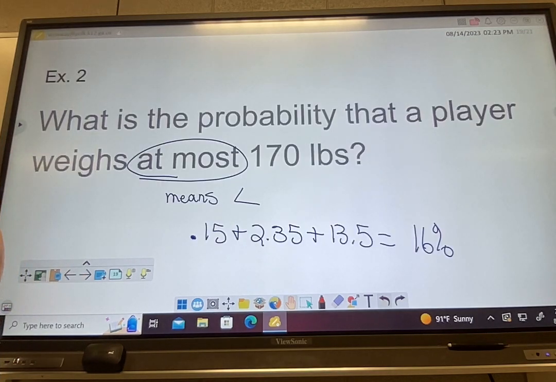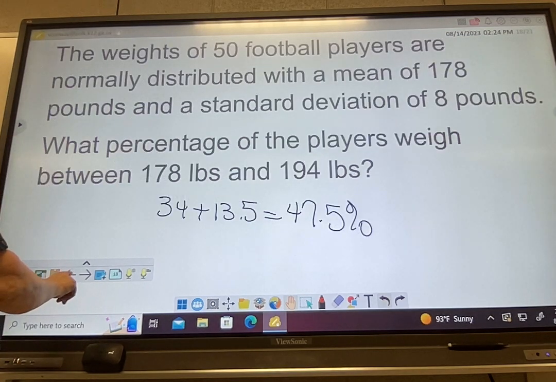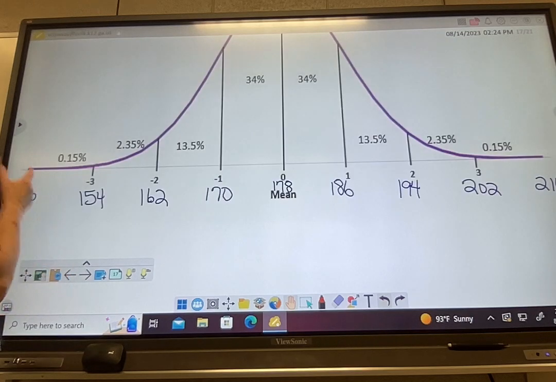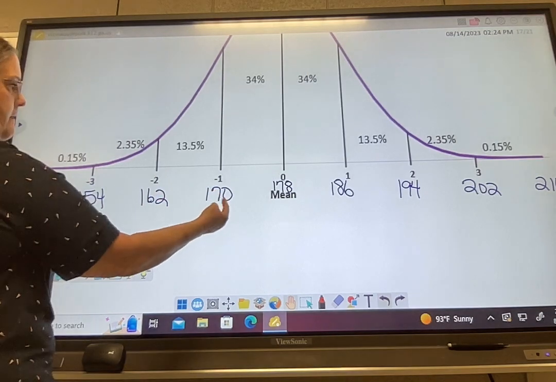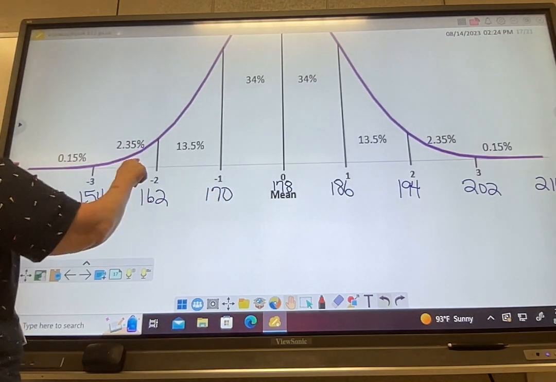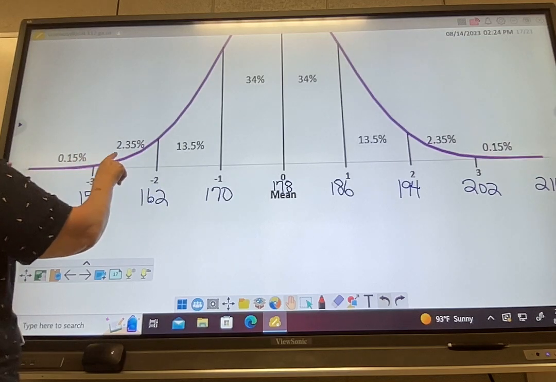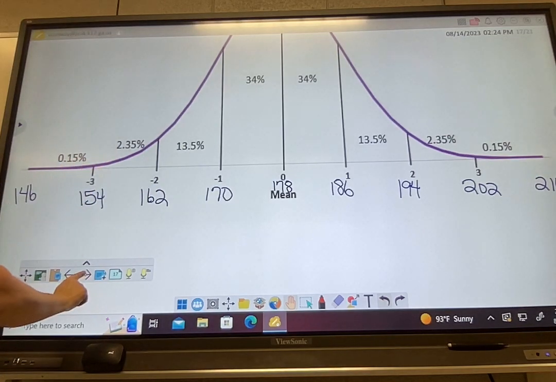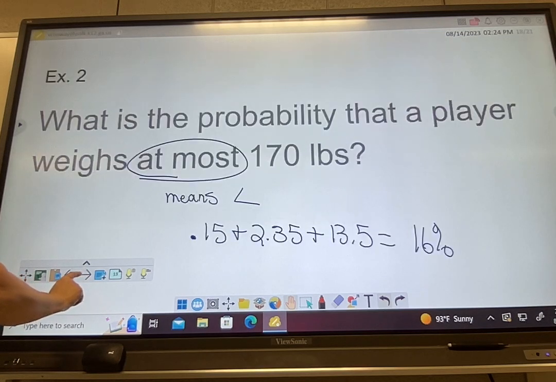All right, this question asks, what is the probability that a player weighs at most 170 pounds? All right, so at most means less than. So we want to find all those players that weigh less than 170 pounds. So again, we go to our curve here, and the ones that weigh less than 170 are these three. So you add these three up, 13.5, 2.35, and 0.15. And you just add them up, and that gives you 16%.